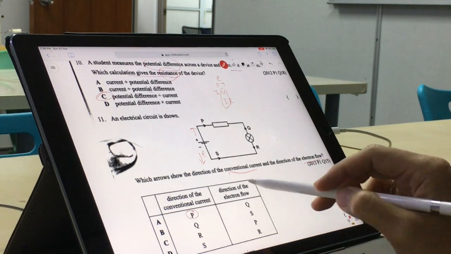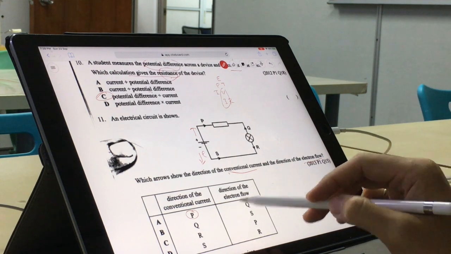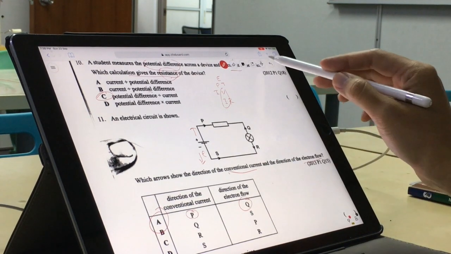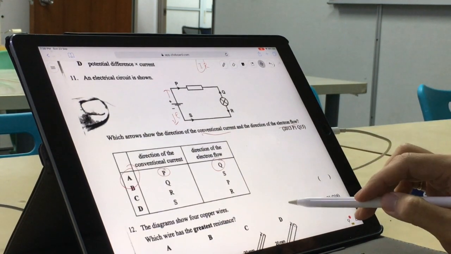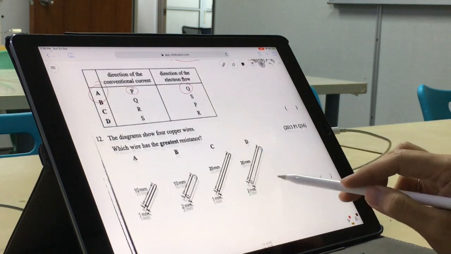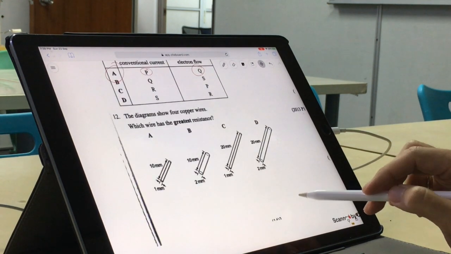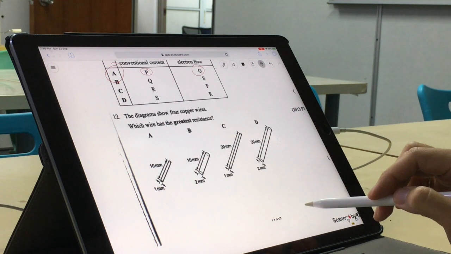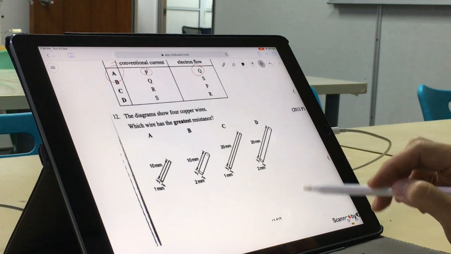Conventional P. Then electron flow Q. A, no? Okay? So 12, repeat. You see 12? Repeat again. Greatest resistance. C. Greatest resistance. Yep, that's right.